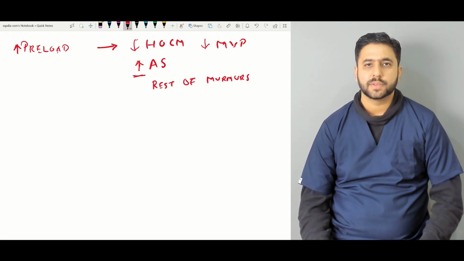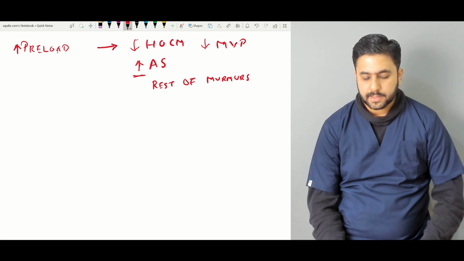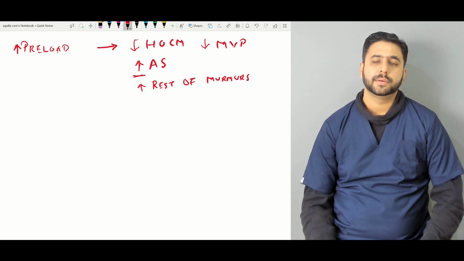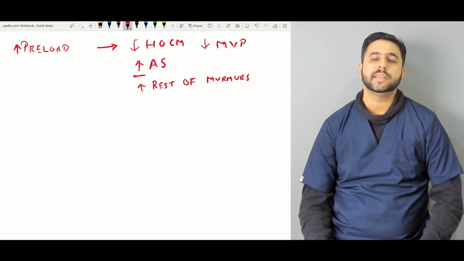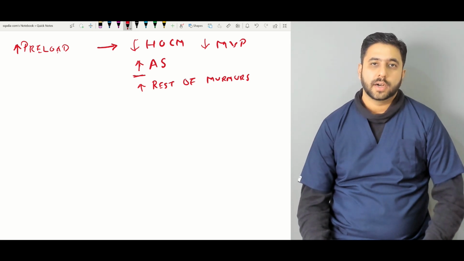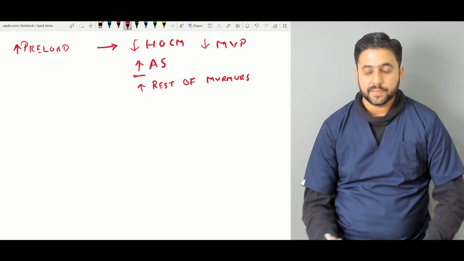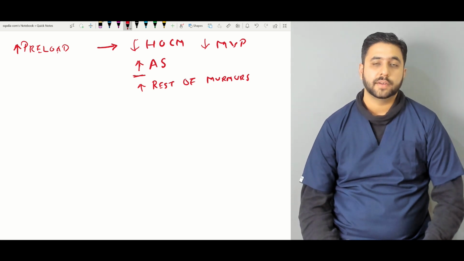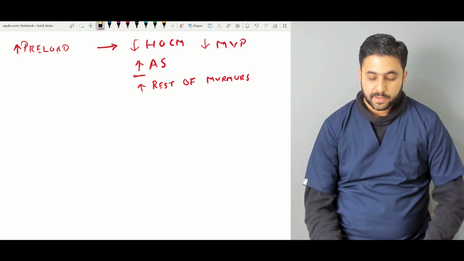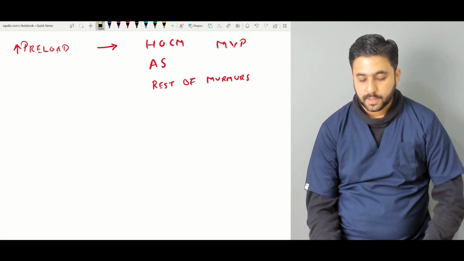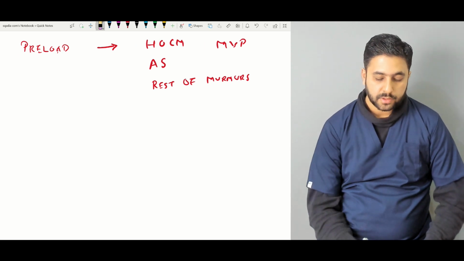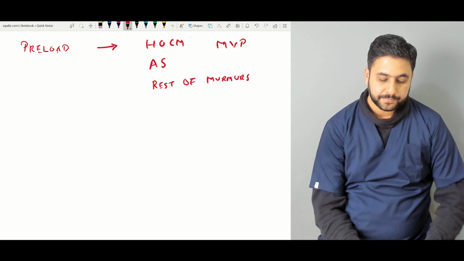For example, the murmur of the mitral stenosis or the mitral regurgitation will increase because of the increased blood flow through the heart. Now we have discussed the increase of afterload and the increase of the preload. Going through the same concept, if we remove all this again, let's concentrate on certain conditions in which there is a decrease in the preload.